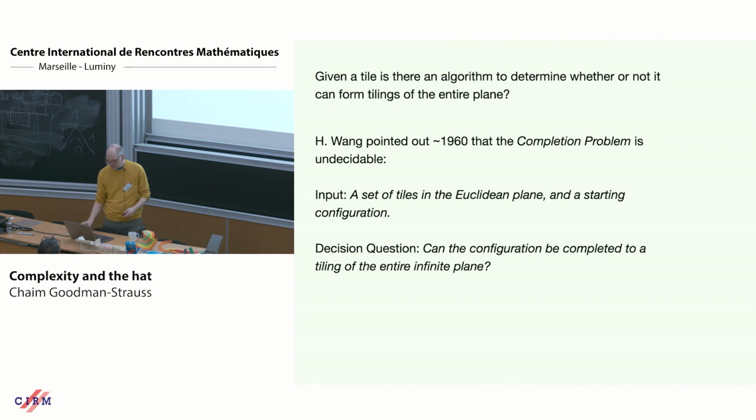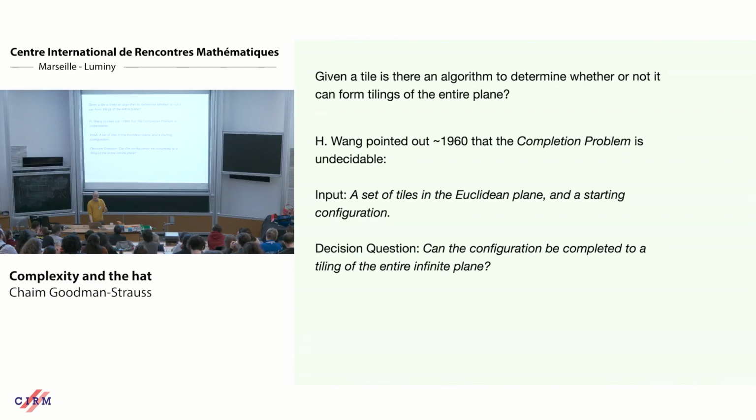So that's easy. Okay, so the question is, and more generally, and this is what Nicholas had been talking about, is there an algorithm to determine whether a given tile is a monotile? I'll come to this in a moment, but as Nicholas pointed out, the so-called completion problem is undecidable. Let me just describe this. If you have a set of tiles and a starting configuration, and you ask, can the configuration be completed? That is the more general question than the one you were asking, and it's simply undecidable.